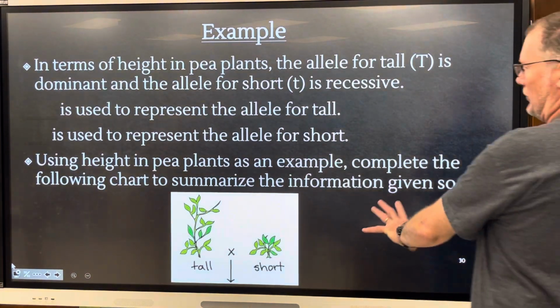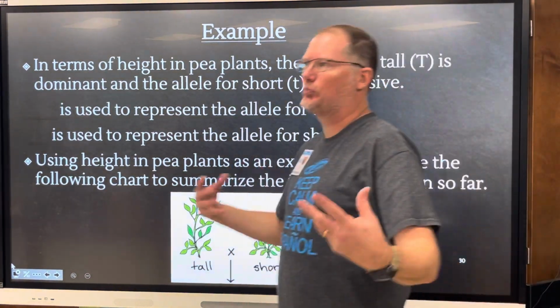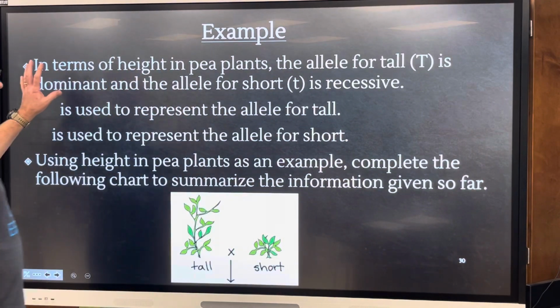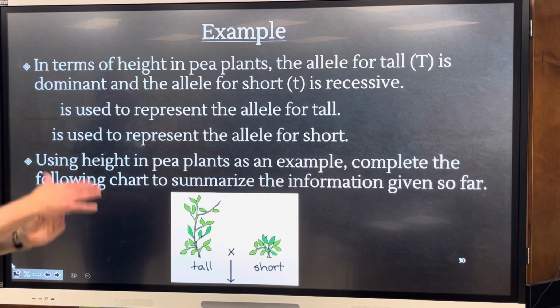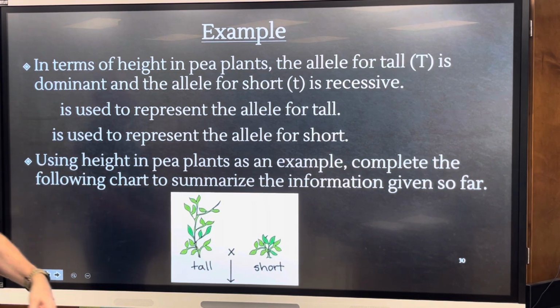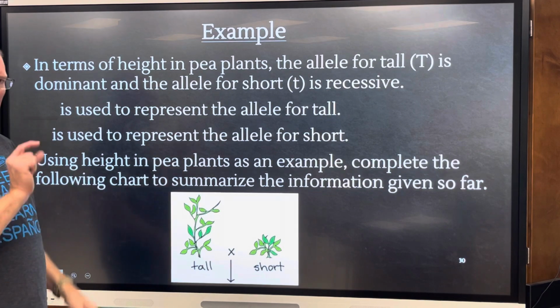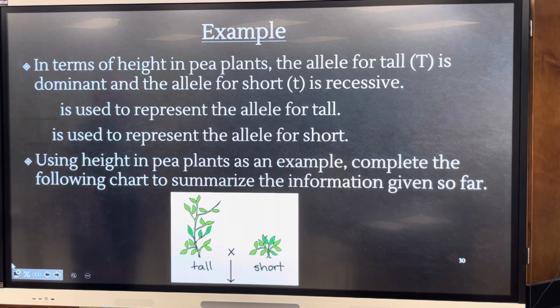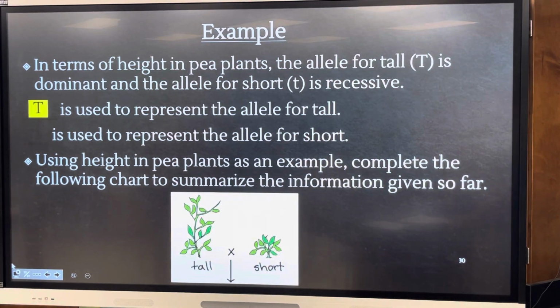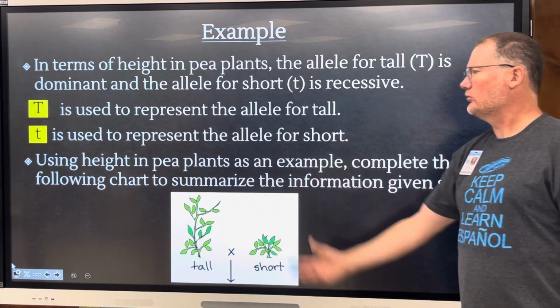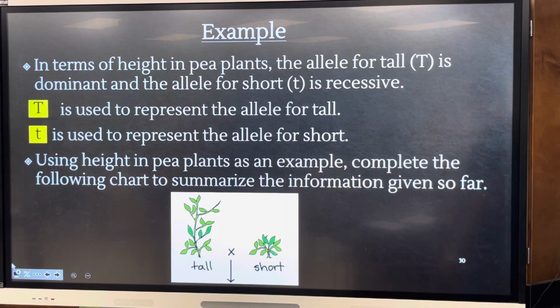All right, so here's another example. Lots of examples, lots of problems today. Slide 30. In terms of height in pea plants, the allele for tall is capital T, and the allele for short is little t, okay? Big T, little t.